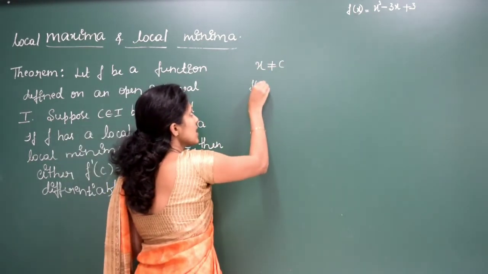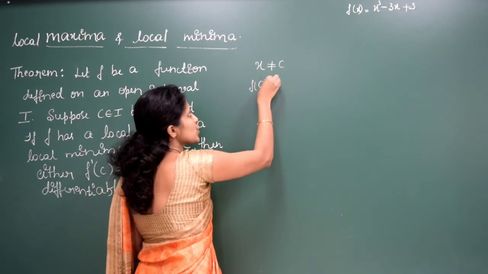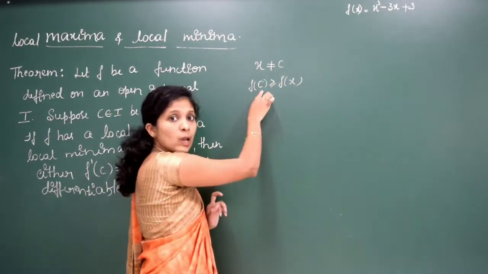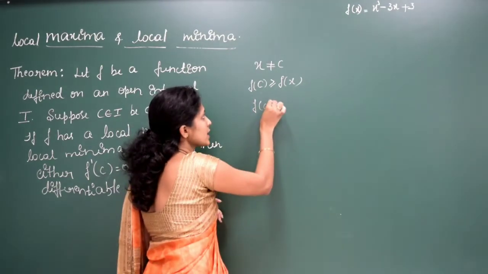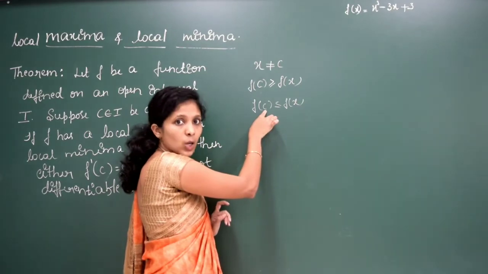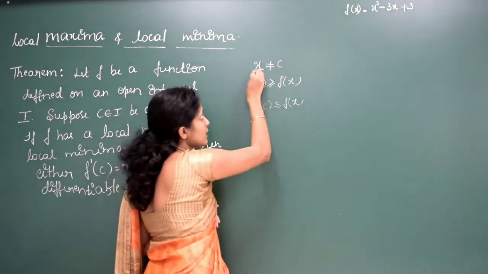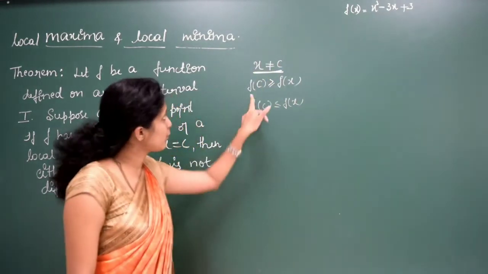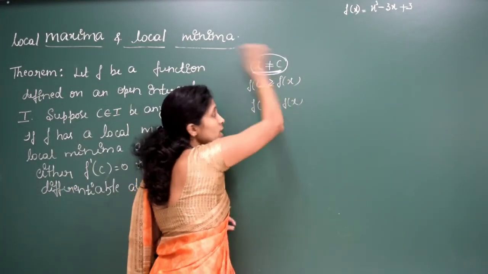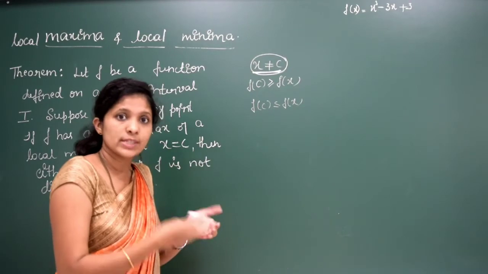F of c should be greater than or equal to f of x, then c is called the local maxima. And f of c should be less than or equal to f of x, then c is called the local minimum, right? But the value of x cannot be equal to c. F of c can be equal to f of x. X cannot be equal to c. If x is equal to c, what happens?